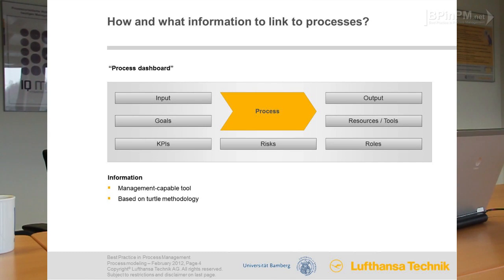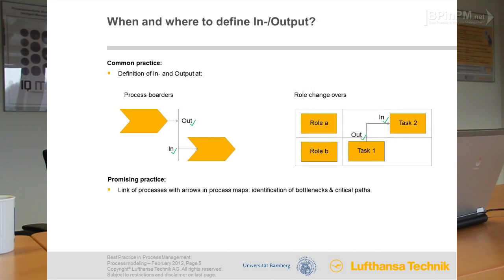Also, risks were integrated in 2 of these examples, and you could see the resources and tools that were necessary to perform the process, and finally the roles involved in the process. Just on one picture, you can put it onto a slide or just print it out on A4, so an overview process dashboard. And it's based on the Turtle methodology and known from ISO standards, for example, certification audits. That was something that I personally really liked. So the next question, when and where to define in and output.